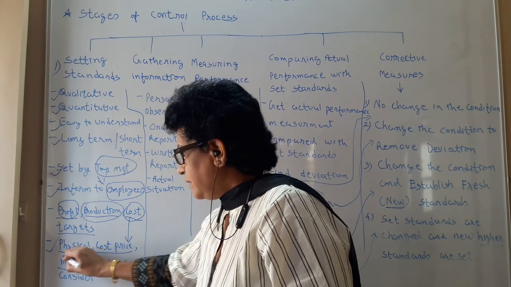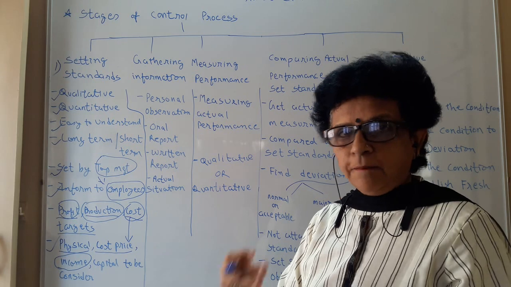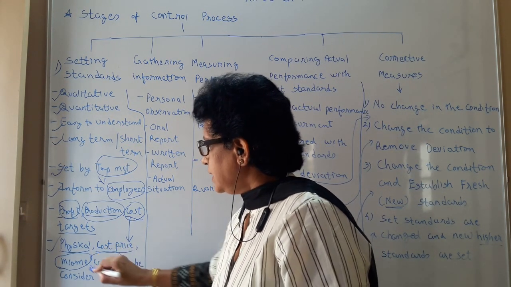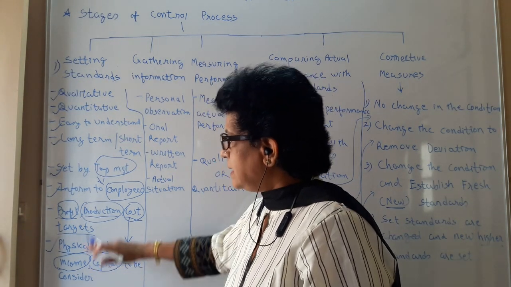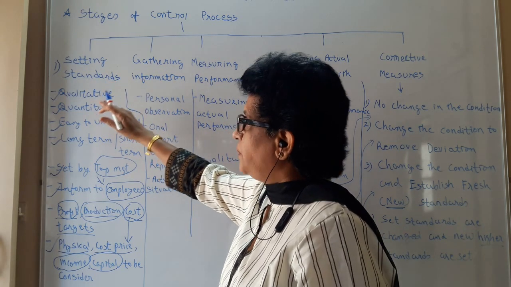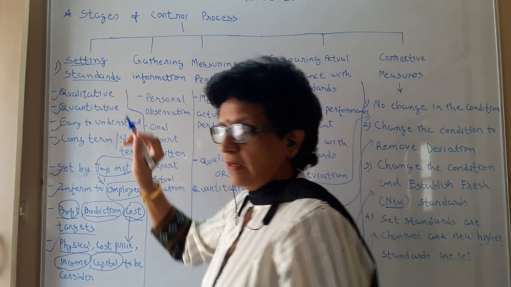What expected revenue you are expecting from the particular product. So revenue is to be considered, capital employed is to be considered. So when you set the standard, these are the aspects which you need to keep in mind, and looking at all the points you set your standard.